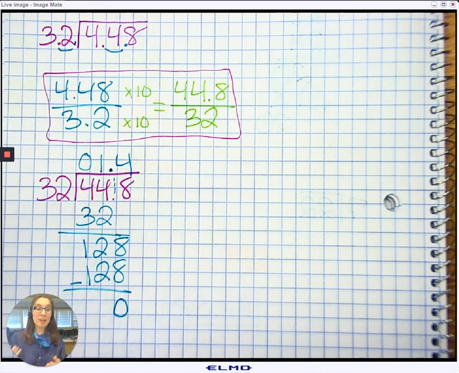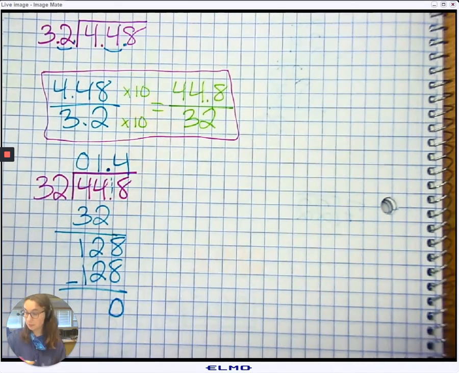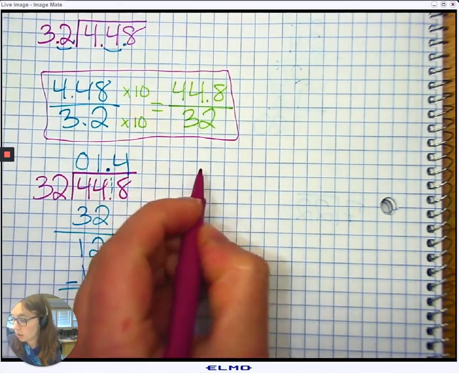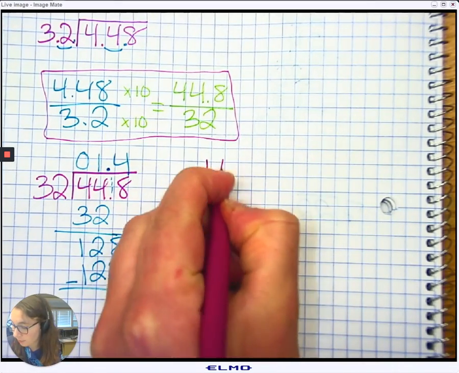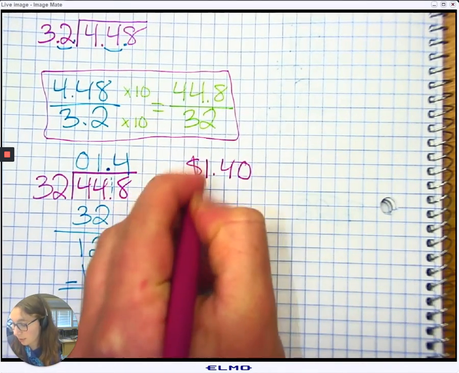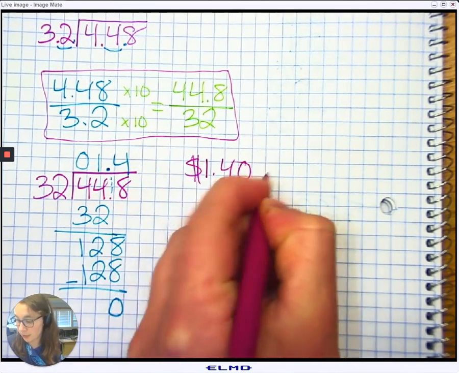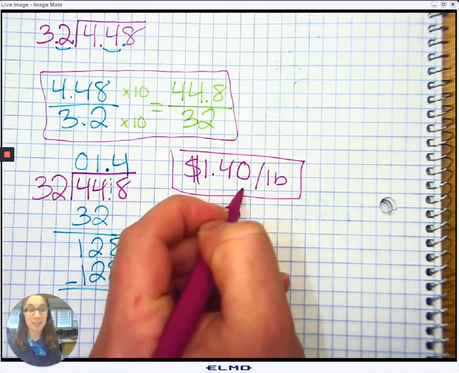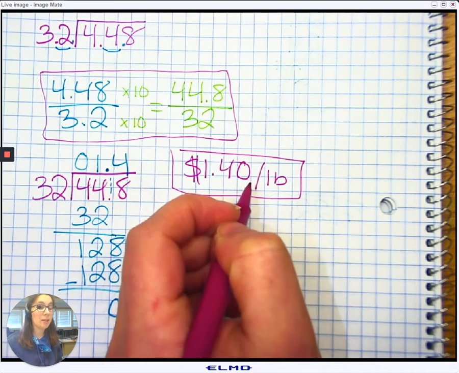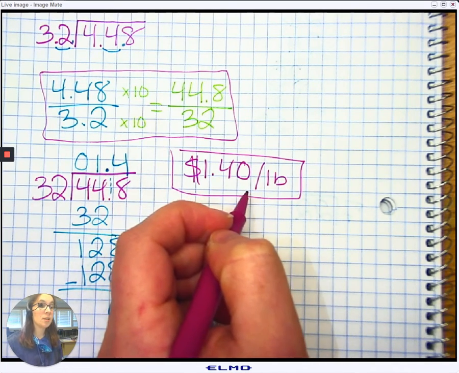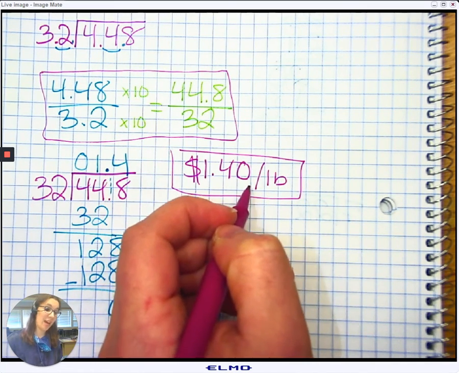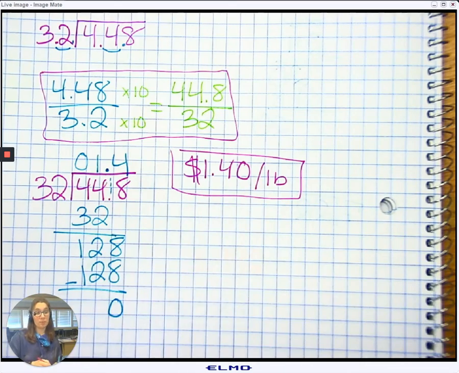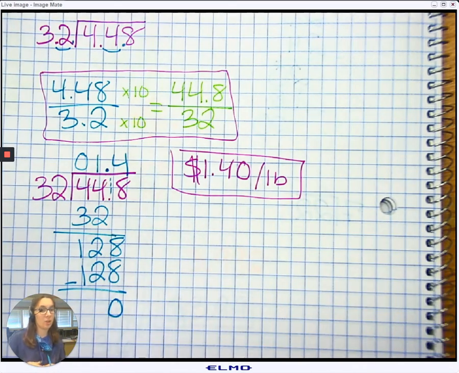How much did he spend on each pound of fertilizer? He spent $1.40 per pound of fertilizer. And if that 0 confuses you, it's because when we're in money, it always goes out to the hundredths place. So if you don't have a hundredths place, just add a 0. 40 cents, not 4/10 of a dollar.